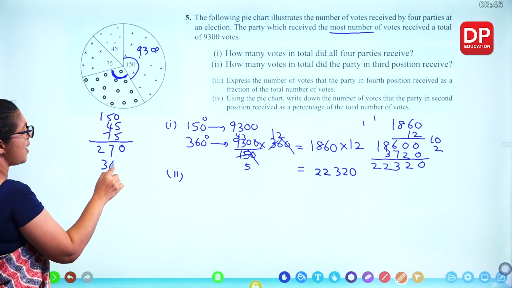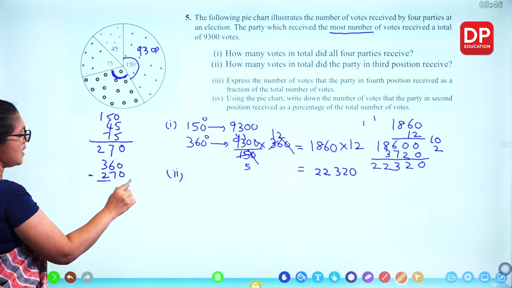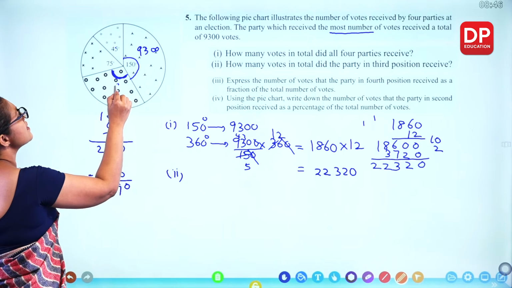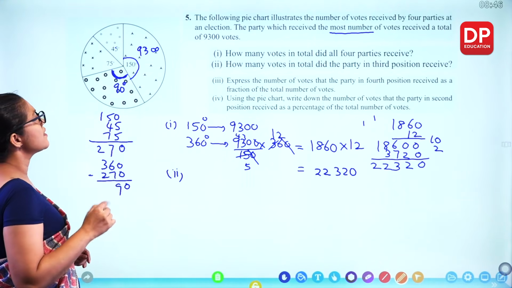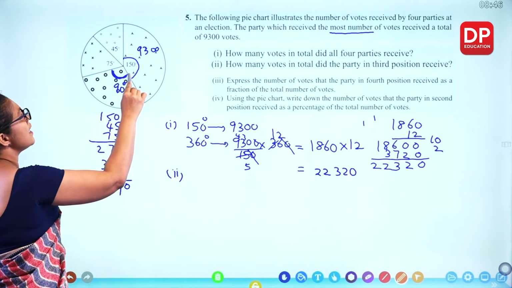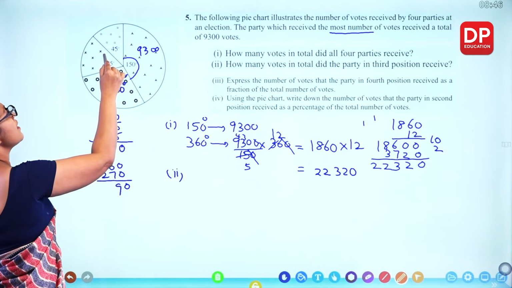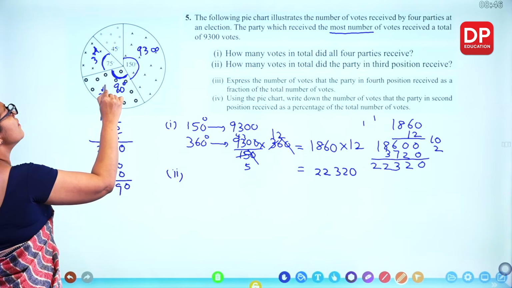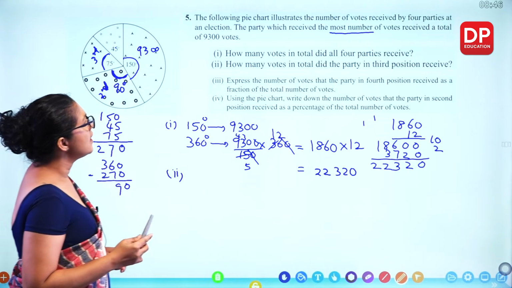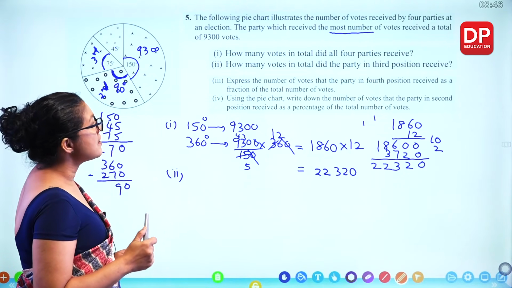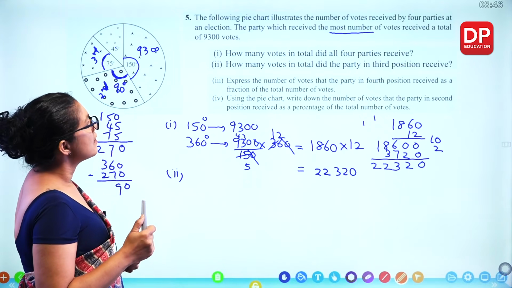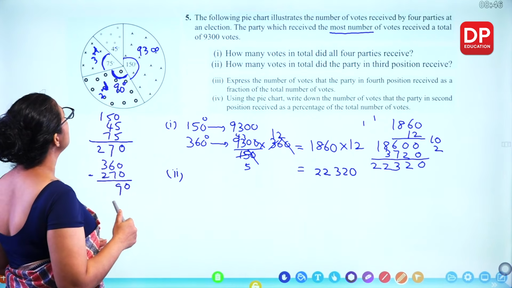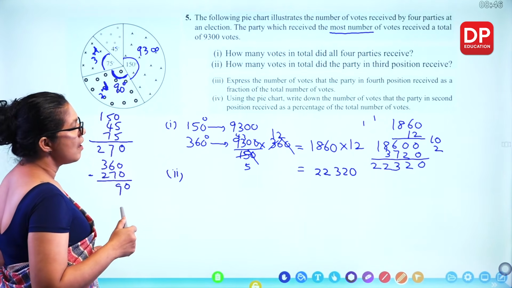So 360 minus 270, you get 90 degrees. So this represents 90 degrees. Here, what's the first position? That's this. Second position, this one. Third position is the 75 degree angle. Here they are asking, express the number of votes that the party for the third position received. So for the third position, the angle is 75.